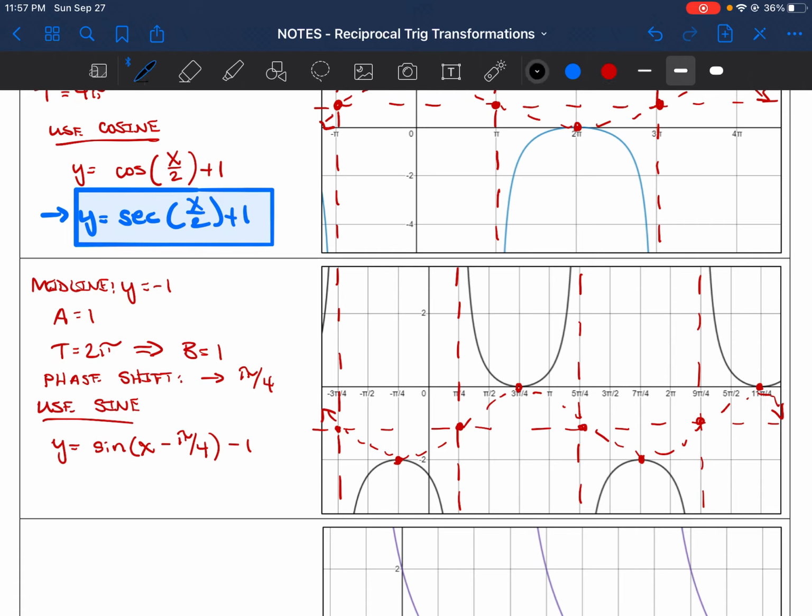Now, to get the one we're really interested in, we know the reciprocal of sine is cosecant. So the graph therein, it looks like either black or dark green, is y equals cosecant x minus pi over 4 minus 1.